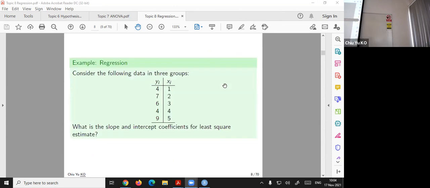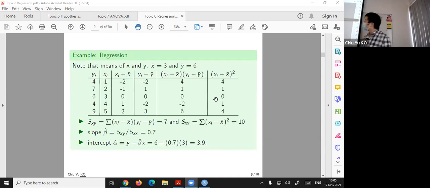So let us look at the data here. We have 5 numbers, so let's calculate the least squares. There's one typo here, sorry. You can calculate the mean of x and the mean of y. The mean of x is 3, the mean of y is 6. Then you can subtract the mean: 1 minus 3 is -2, and so on and so forth.